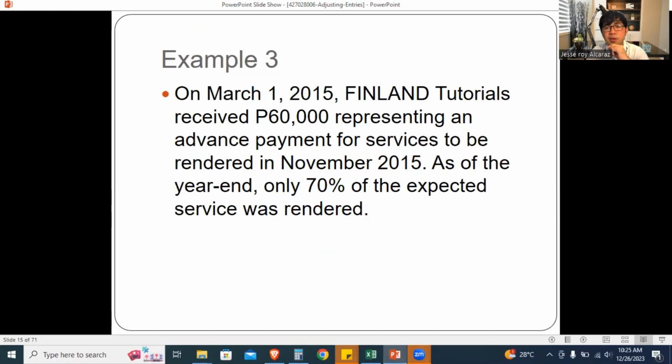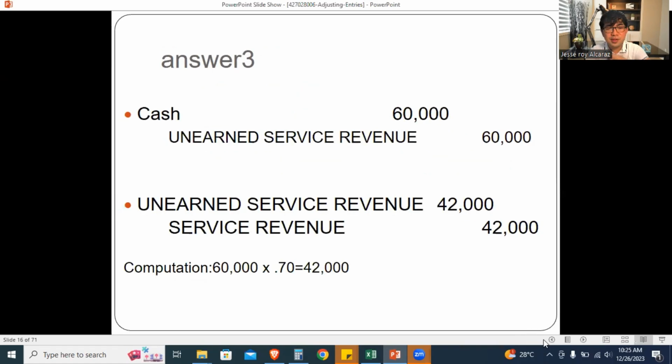Example number 3. On March 1, 2015, Finland Tutorials received 60,000 representing advance payment for services to be rendered on November 15. As of year-end, only 70% of the expected service was rendered. We debit cash 60,000 because we received 60,000, and then unearned service revenue credit 60,000. And by year-end, not all of the 60,000 was rendered. Therefore, we only record 42,000 pesos. So 60,000 times 70%, that's 42,000 pesos rendered as service and therefore should be recorded as service income.